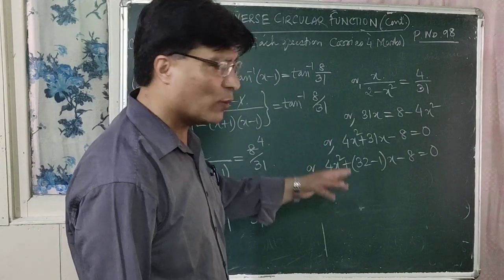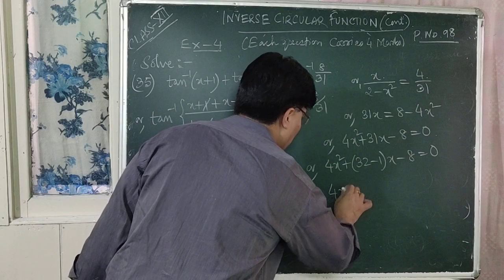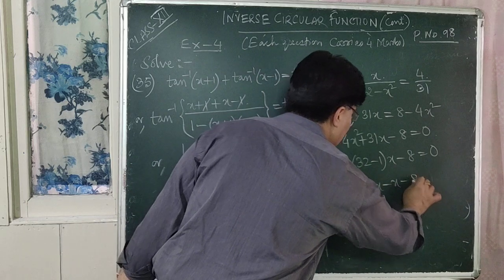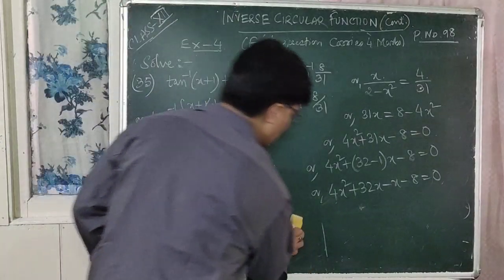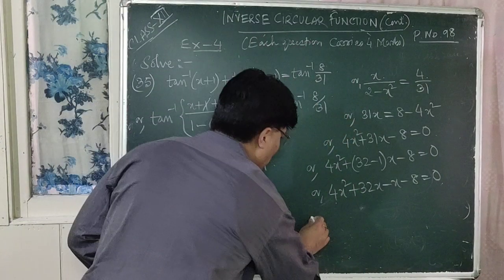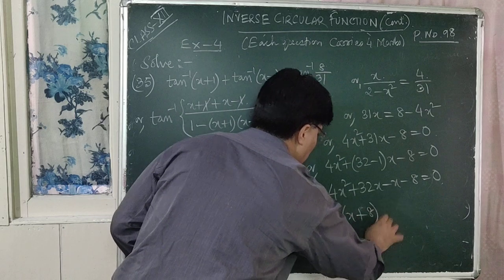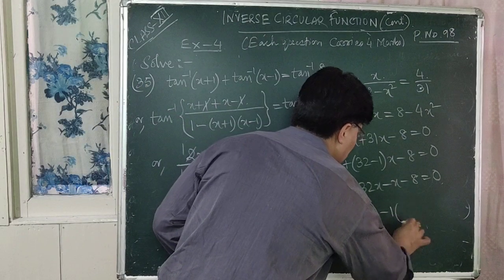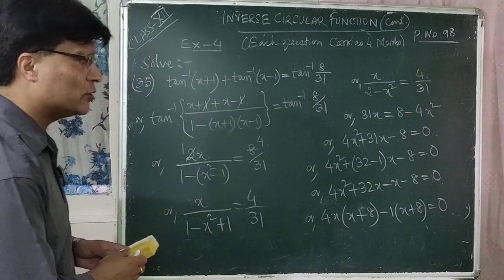32 ones are 32. So let's simplify it. 4x² + 32x - x - 8 = 0, right? So let us factorize it. What is common from the first two terms? 4x within bracket (x + 8). From the next two terms, what is common? It is -1 within bracket (x + 8) = 0.